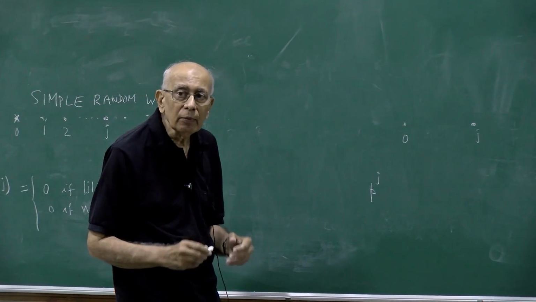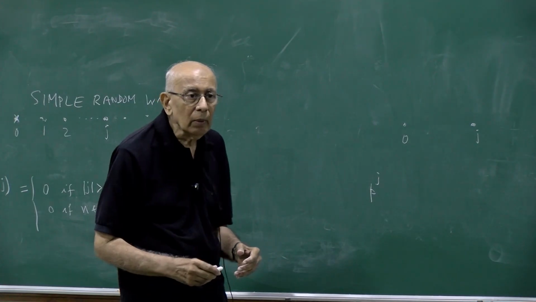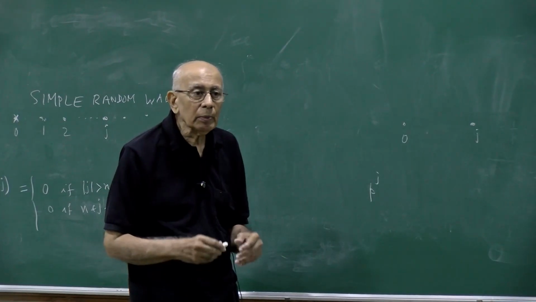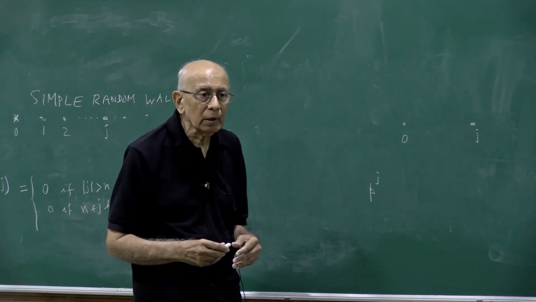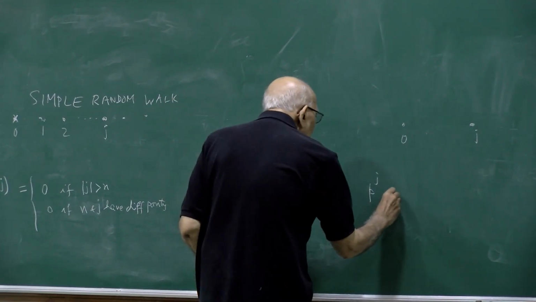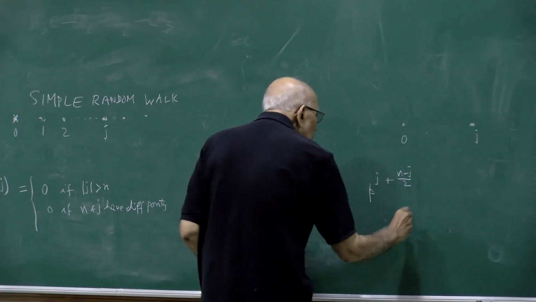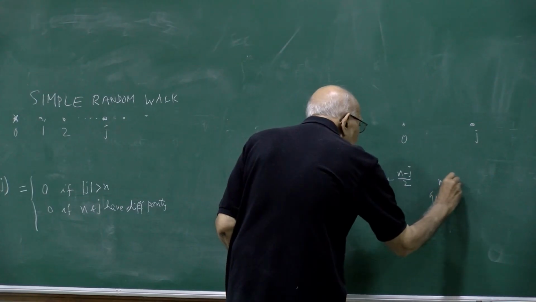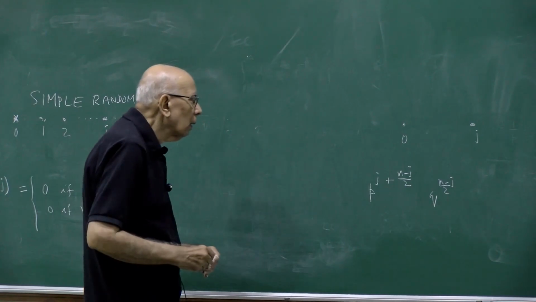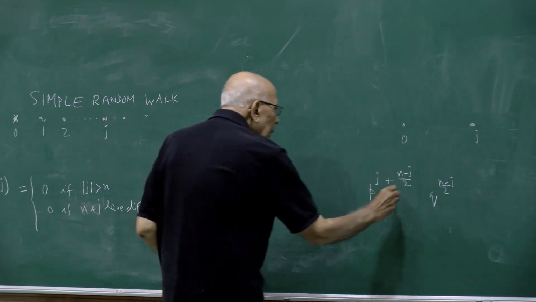How many steps does that leave for you? n minus j. But they must be equal and cancel. n and j must have the same parity. It must be an even number. So half of them must be steps to the right, half must be steps to the left in some order, and they cancel each other out. So this is j plus n minus j over 2, q to the power n minus j over 2. So this whole thing is p to the power, this is n plus j over 2.